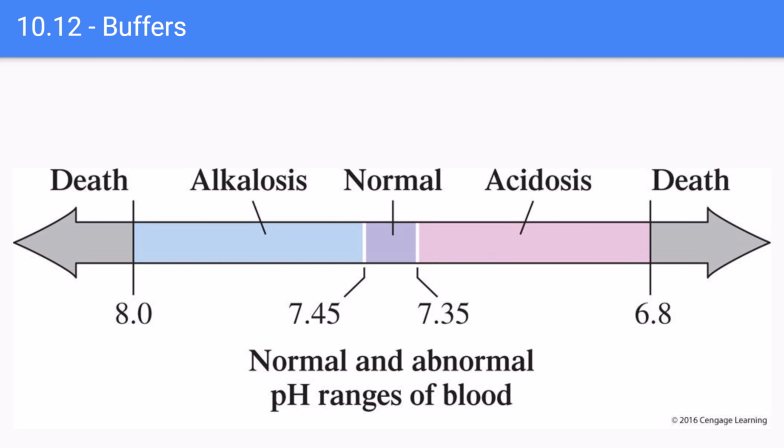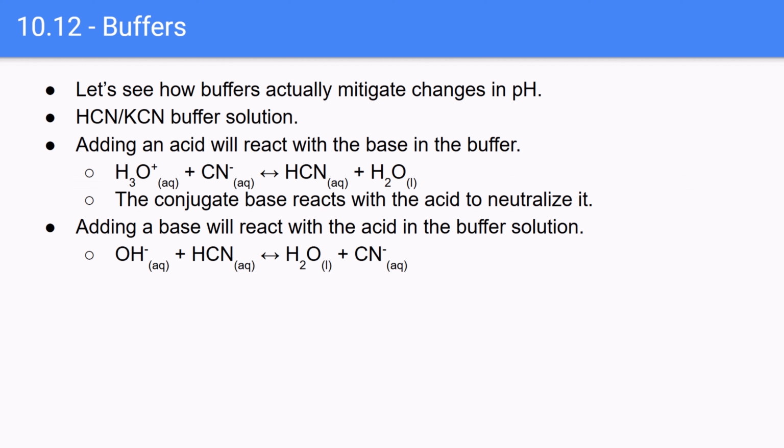And what they use in the blood is what's called carbonic acid. It's H2CO3 and HCO3 minus, and that acts as your buffer solution. But how do buffer solutions work to mitigate changes in pH? Well, let's take a look and see how they work. So let's consider the HCN-KCN buffer solution that we've taken a look at previously.